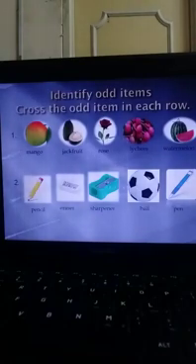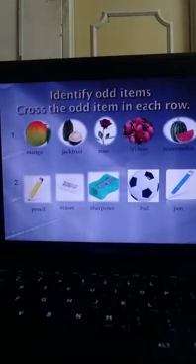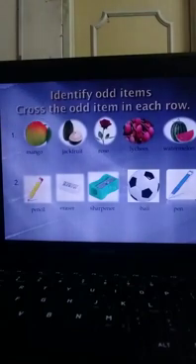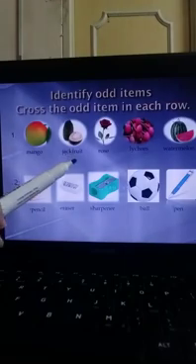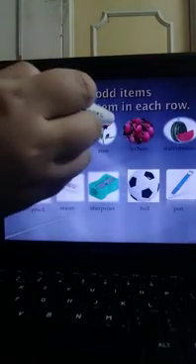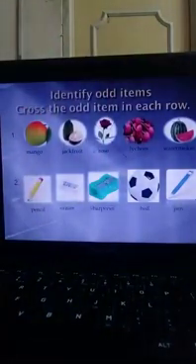So in number 1, if you look at the pictures, you can see there is a mango, jackfruit, rose, lychees and watermelon. The instruction is: cross the odd item in each row. So from this row I will have to cross out the odd item. By crossing out the odd item, I will show you which item is the odd one. Mango is a fruit, jackfruit is a fruit, lychees are fruit, watermelon is a fruit, but rose is not a fruit. This is a flower. So this is the odd item here.